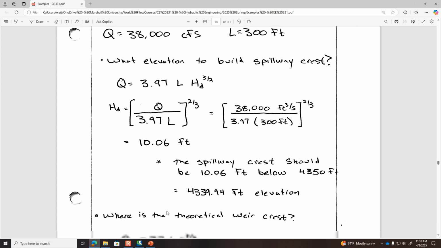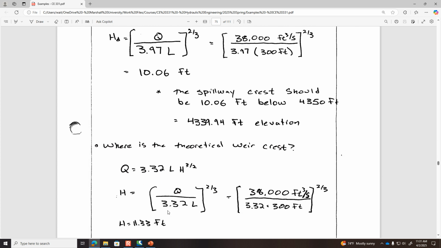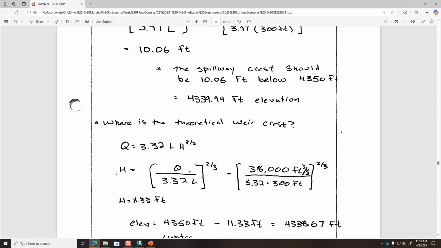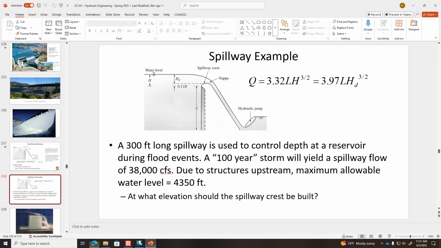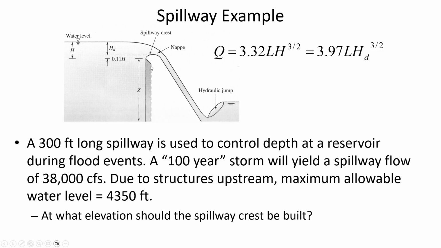Now the theoretical weir crest, we would just solve the equation for h and then do the same process of subtracting h from the given elevation. And so this theoretical weir would be even lower than the spillway crest. Now, you're not actually going to build the theoretical weir, but it's useful to know that from the perspective of other equations which are related to the velocity of the flow and so on that depend on the theoretical weir height.